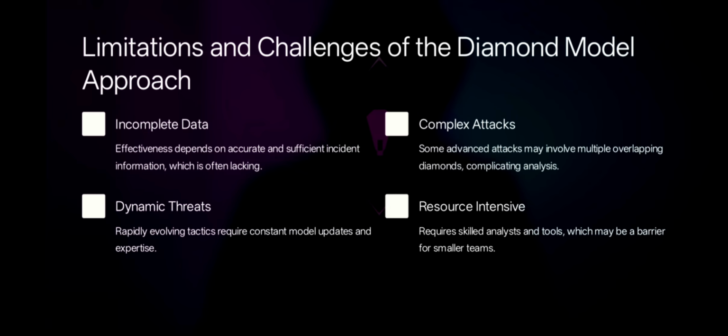11. Ambiguity in defining vertices. Challenge: the definitions of adversary, capability, infrastructure, and victim can vary across contexts. What qualifies as a capability? A tool? A technique? A method? Who or what constitutes the victim? A single user? An organization? A sector? Impact: inconsistent interpretations can lead to poor standardization across teams and organizations, weakening cross-organizational threat sharing.